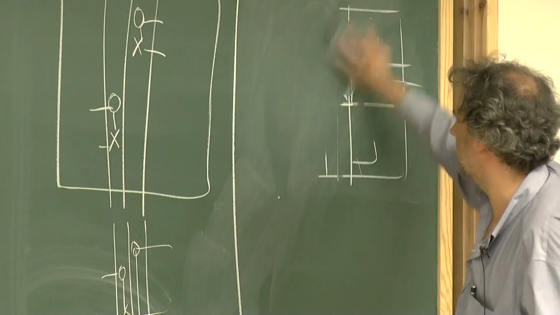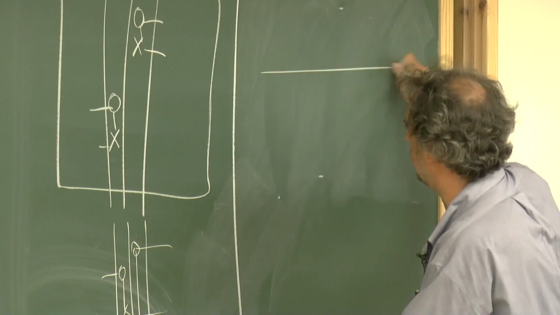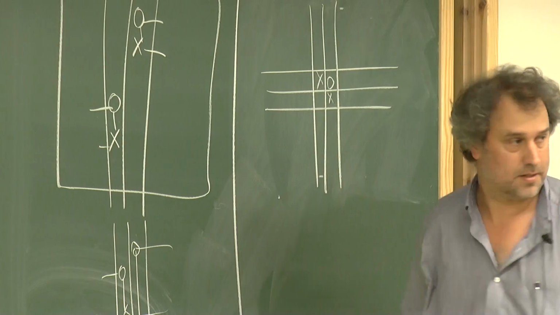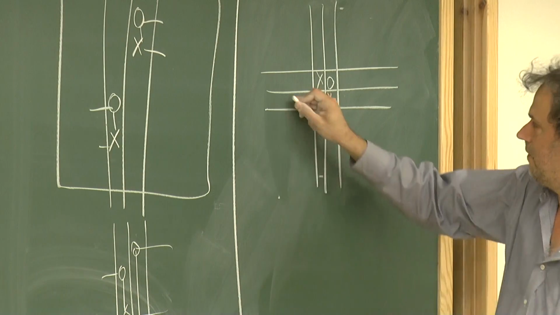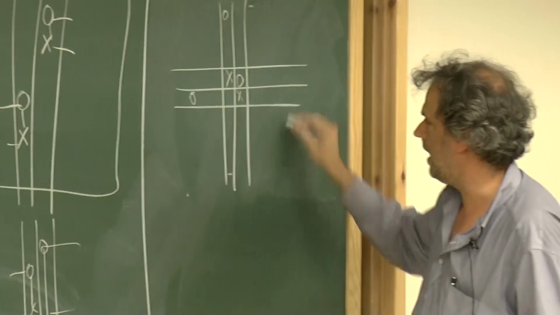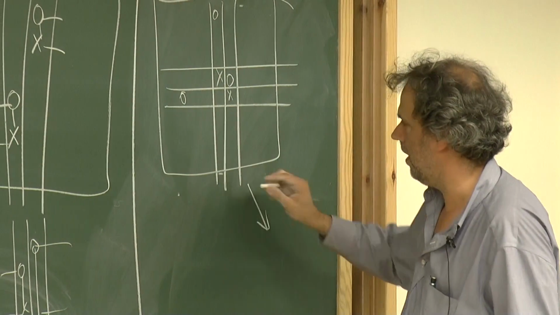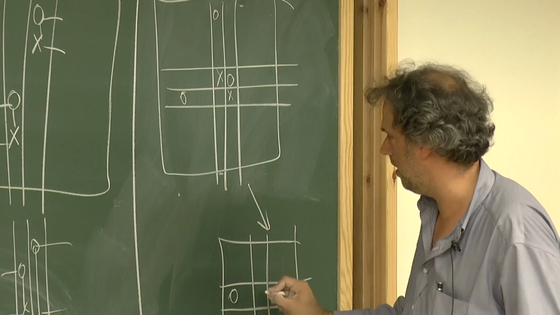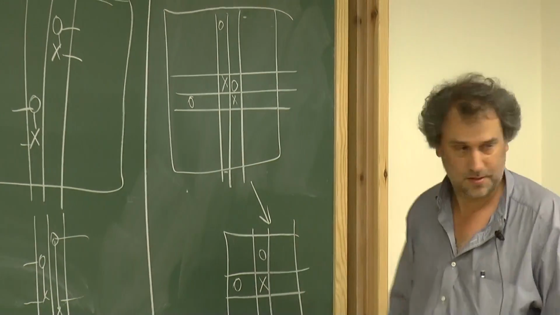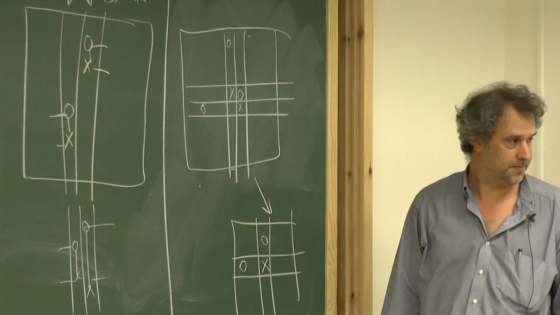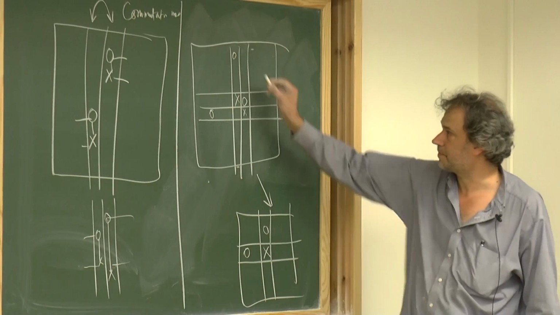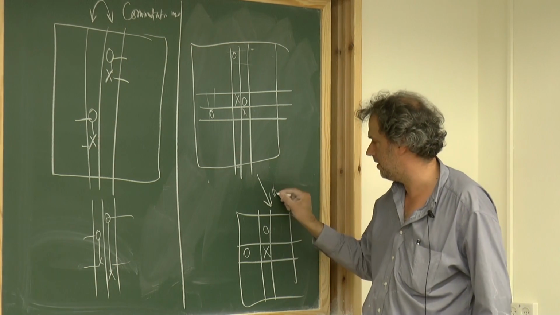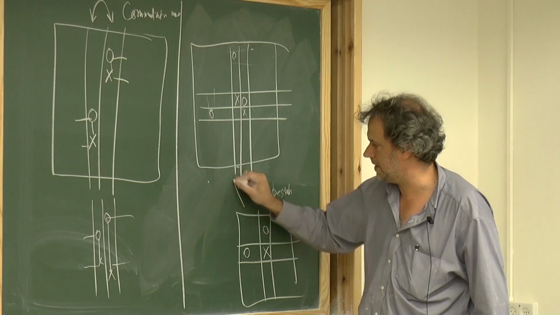So let me just draw that one more time. Pardon? Yeah, I have an O here, and I've got an O here. And what I do is I just put the O here, the X here, and the O here, and leave everything else the same. Okay? Okay, so this is a destabilization. This is stabilization.